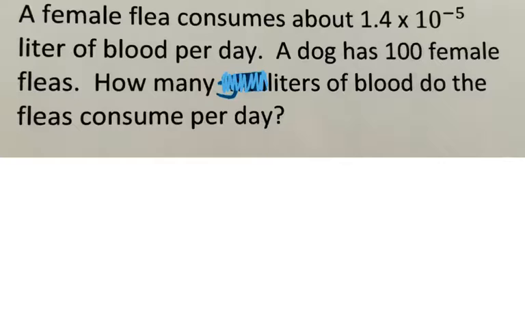Well, first you got to figure out what kind of operation do we need to do. And remember, we talked about keywords. So the word per means I'm going to multiply. So I'm going to multiply 100 times 1.4 times 10 to the -5. The reason I'm multiplying this is because there's 100 fleas and they're each consuming that per day.